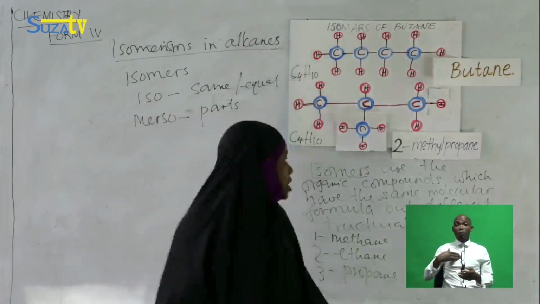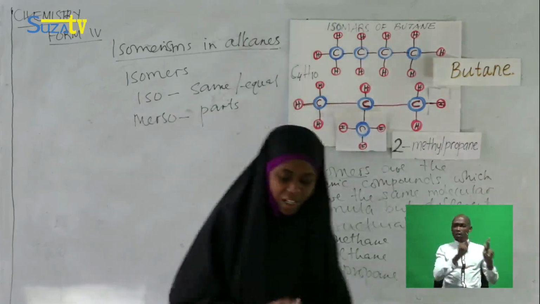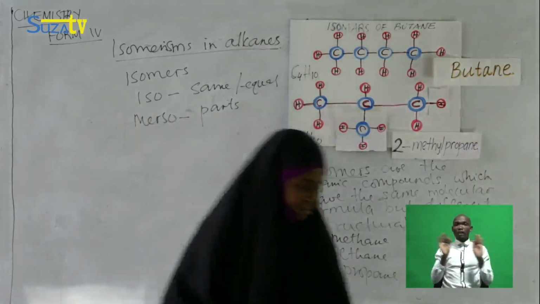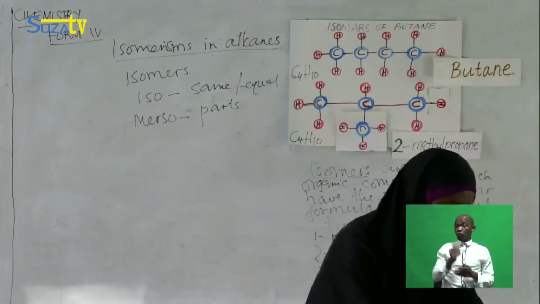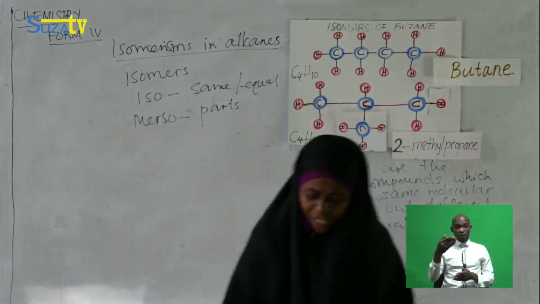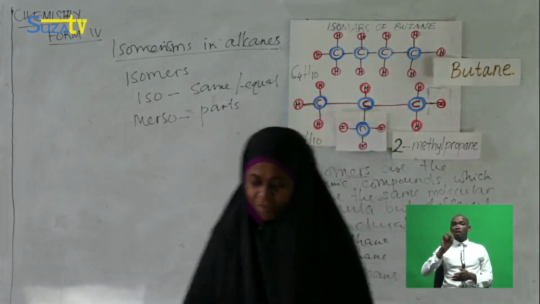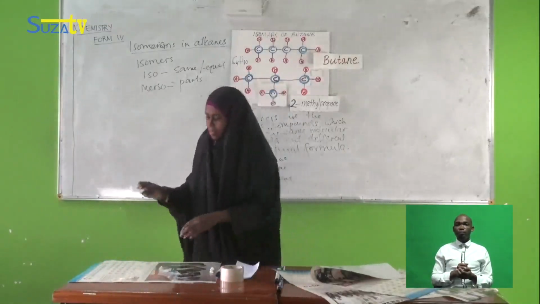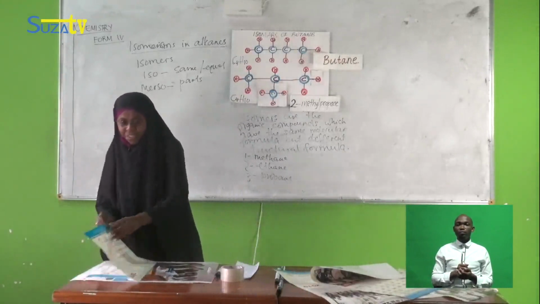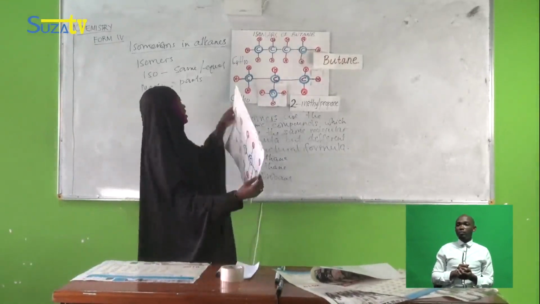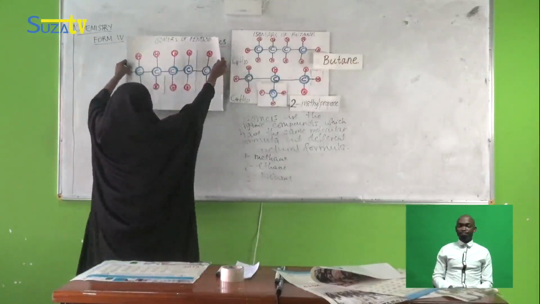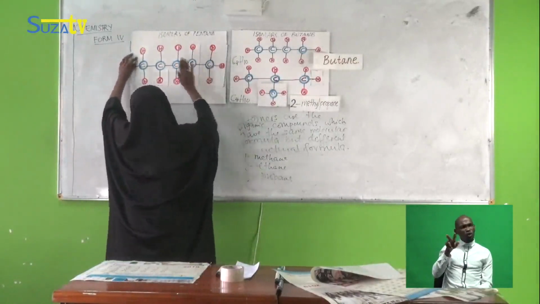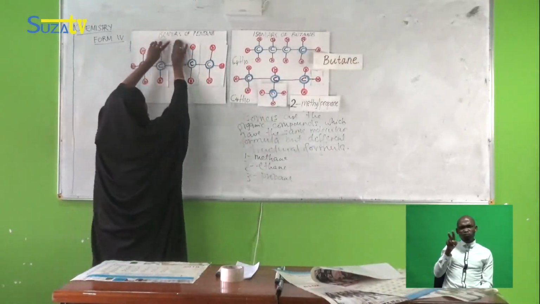So now I want you to check whether you have understood well. Look at this structure carefully. Then I want you to draw or tell me the possible isomers of this compound. Wait for it. What is that compound? This one. So, observe carefully.